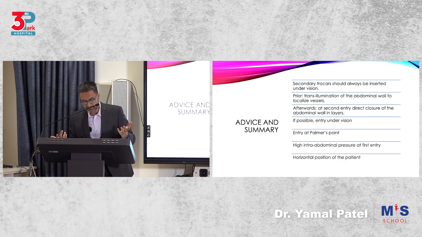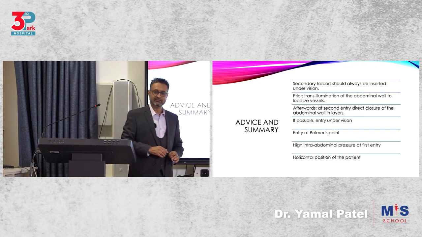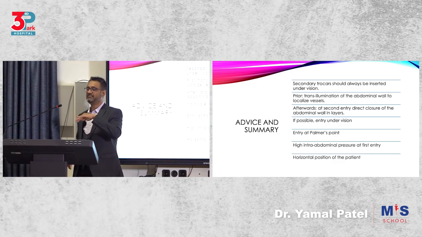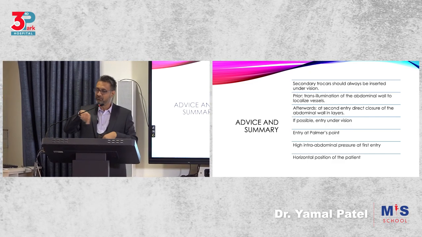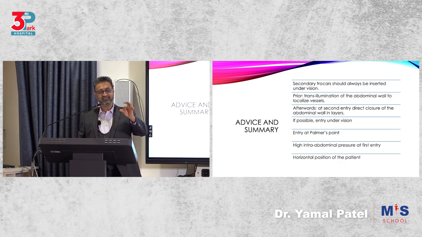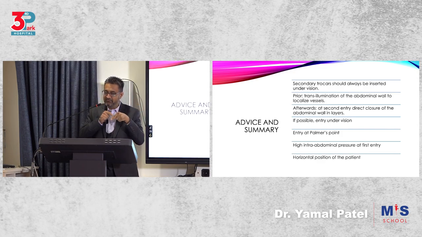You could try to transilluminate to see the small superficial vessels. You can't transilluminate the inferior epigastric. It's under the muscle. But you can transilluminate those superficial vessels just to avoid them if you can. And if it is anything bigger than 10 millimeters, always close it from the inside out. Don't close the skin and leave it, you'll get a hernia.